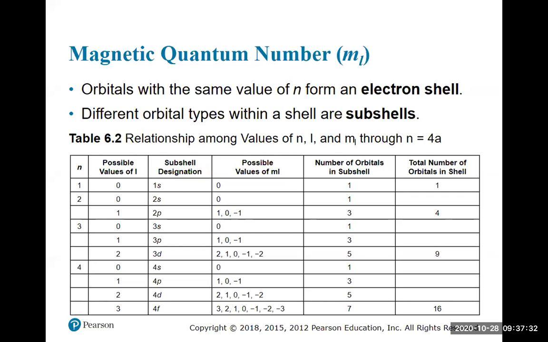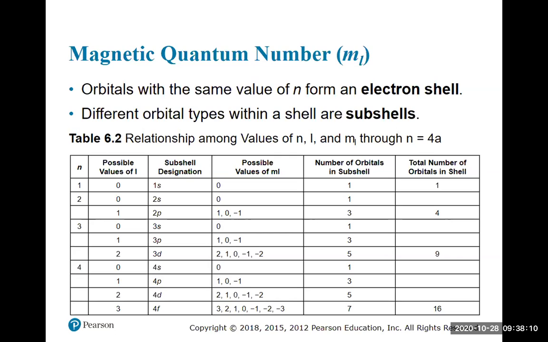And it tells us, for instance, in the first one, if n is 1, then the possible value of L, because remember L goes up to n minus 1, is just the 0 number. Then that designation is 1s, and the possible value for m sub L is 0, because remember we said s is the 0. So that tells us we have one orbital in the subshell, and the total number of orbitals in the whole shell is 1, because there's just one subshell.